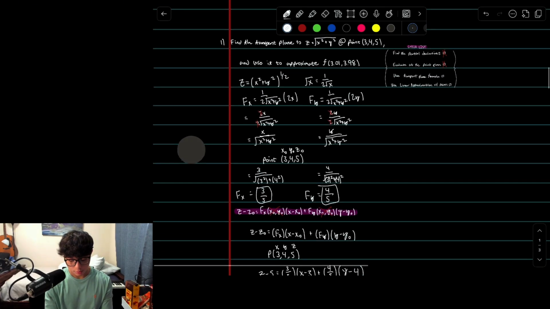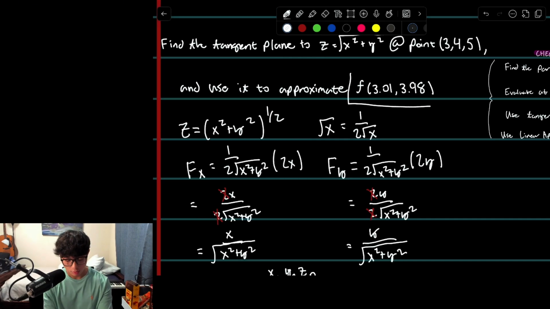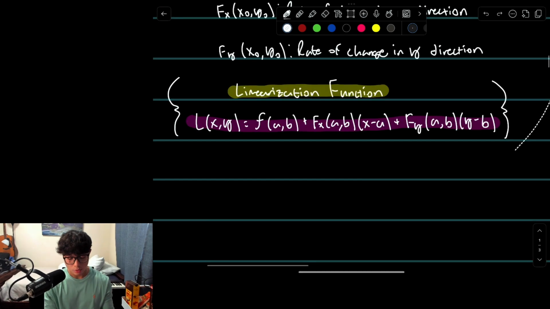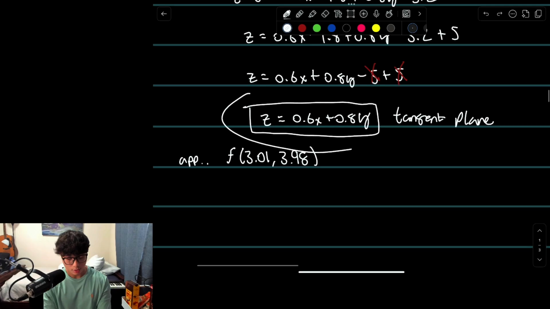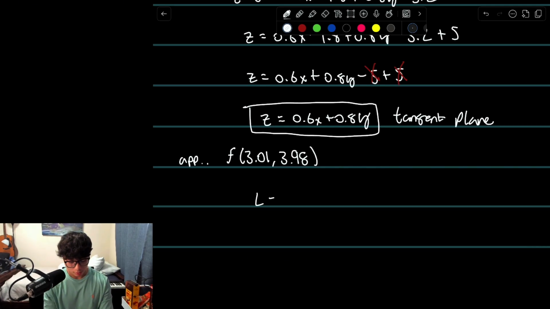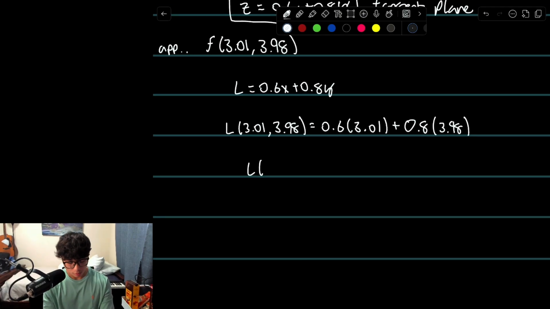That's the first part, but now we need to go to the second part, which is to use linear approximation with the points given. We are asked to approximate with the points 3.01 and 3.98. Looking at our linearization formula, we recognize that this L is the same as our z. So we can replace that with L equals 0.6x plus 0.8y. We then evaluate L at 3.01 and 3.98, just substituting numbers into x and y, leaving us with these values. After further evaluation and simplifying, our final answer becomes 4.99.